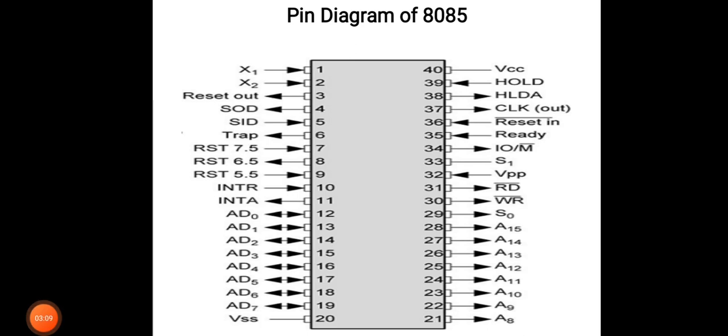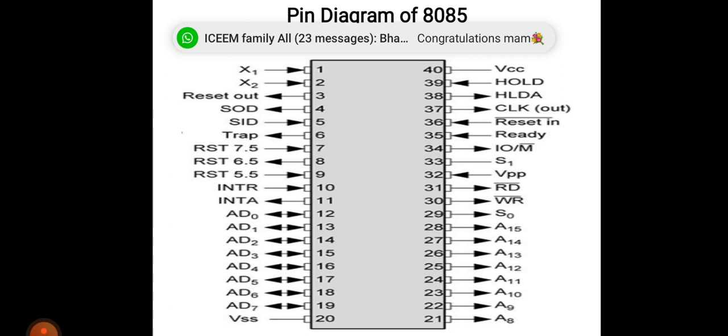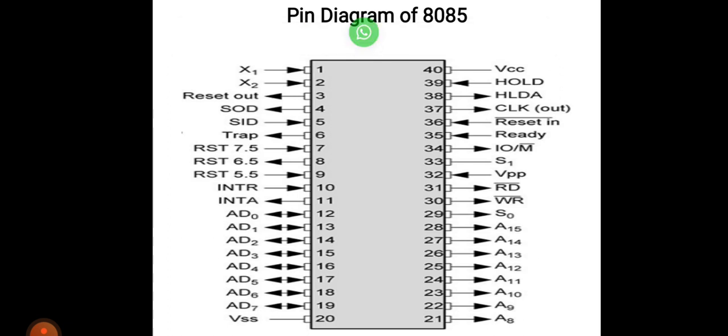Now we will see the detailed function of these pins one by one. First one is the address bus, that is A15 to A8, which carries the most significant 8 bits of memory or input output addresses. Then the data bus is AD0 to AD7, which carries the least significant 8 bits of address and data. Then control and status signals.